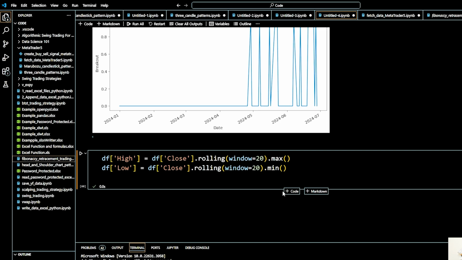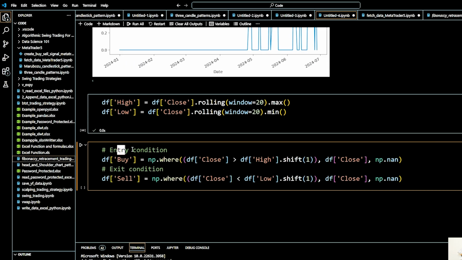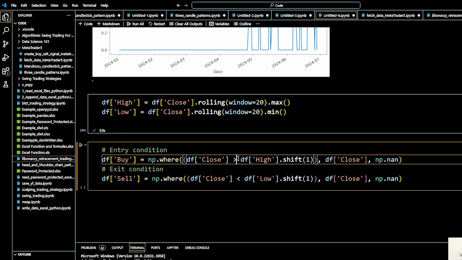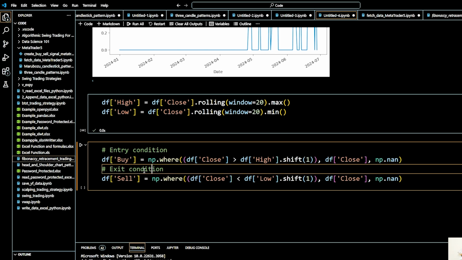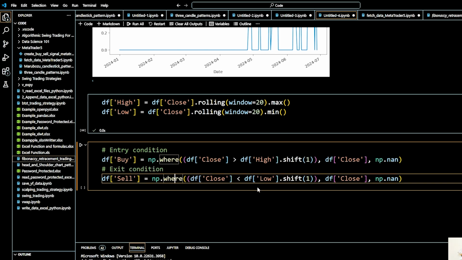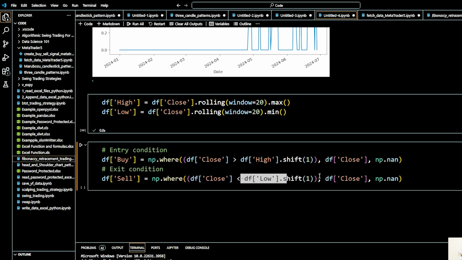Now let's calculate the entry and exit points. For the entry point, wherever there is a close price which is greater than the previous high, that will be the entry point. And the exit condition will be whenever there is a close price which is less than the previous low, that will be our exit. So this is also done.